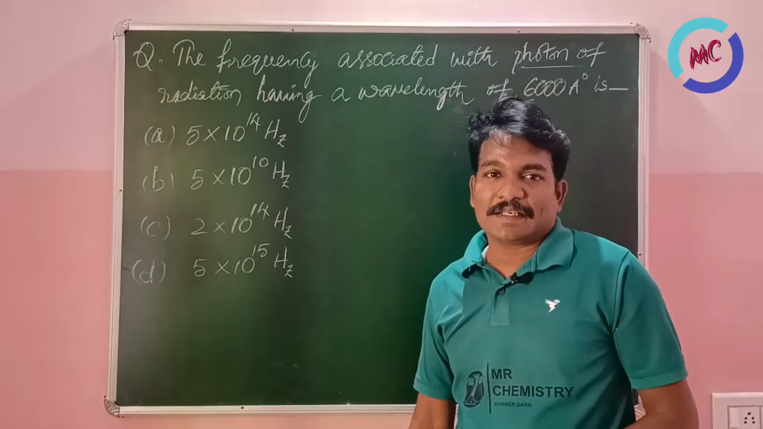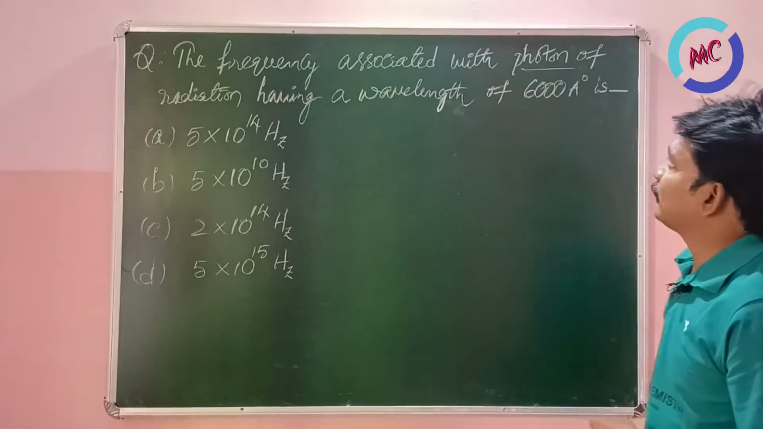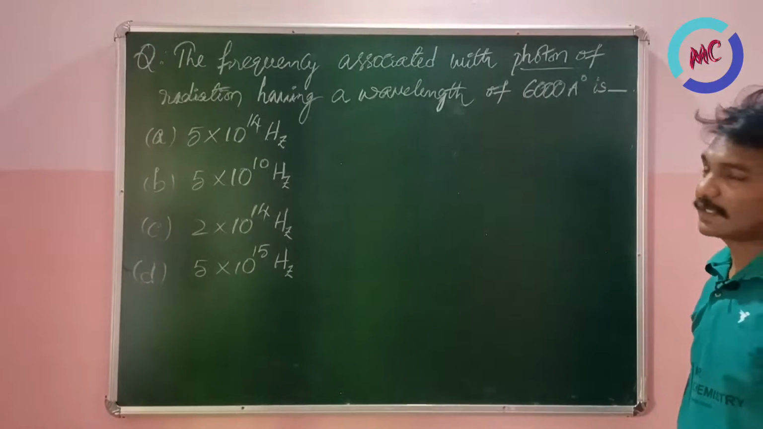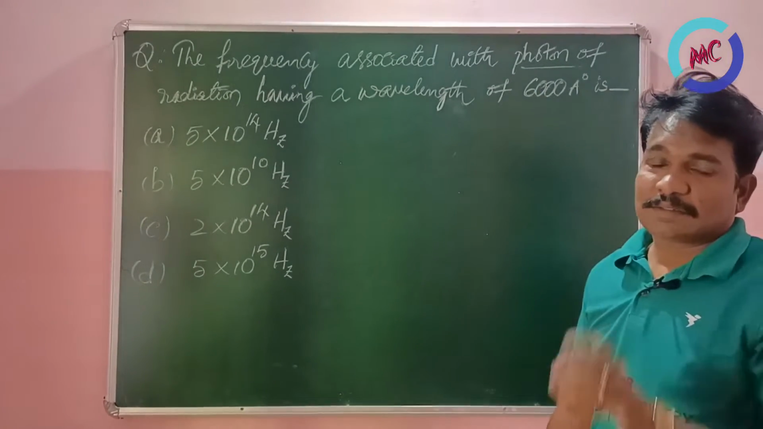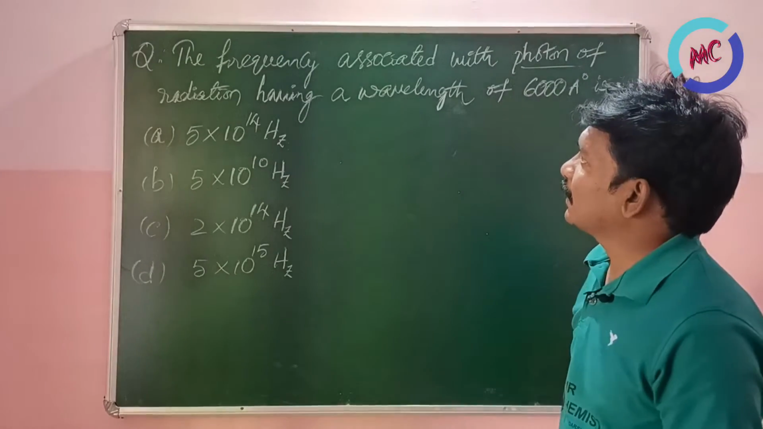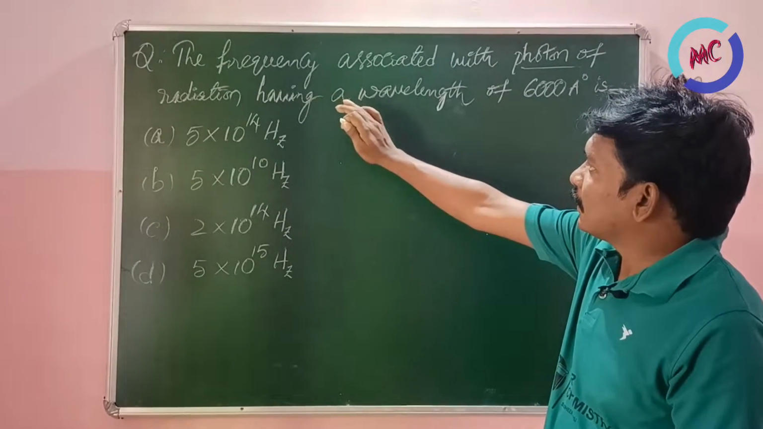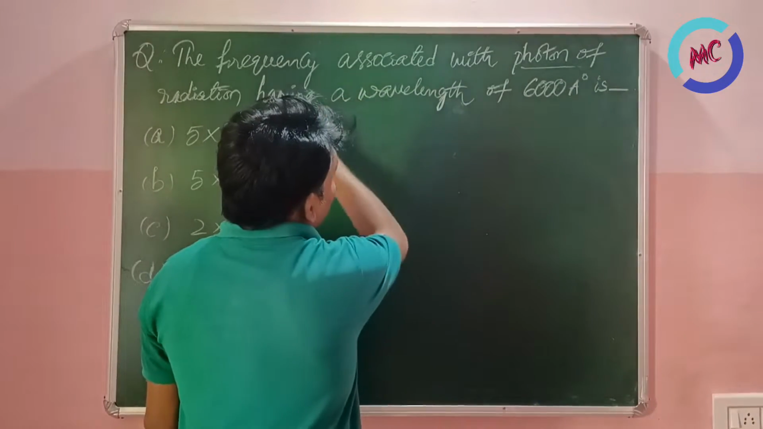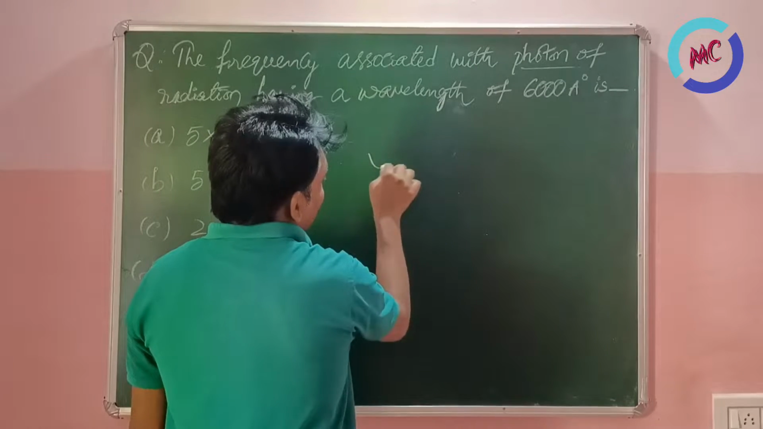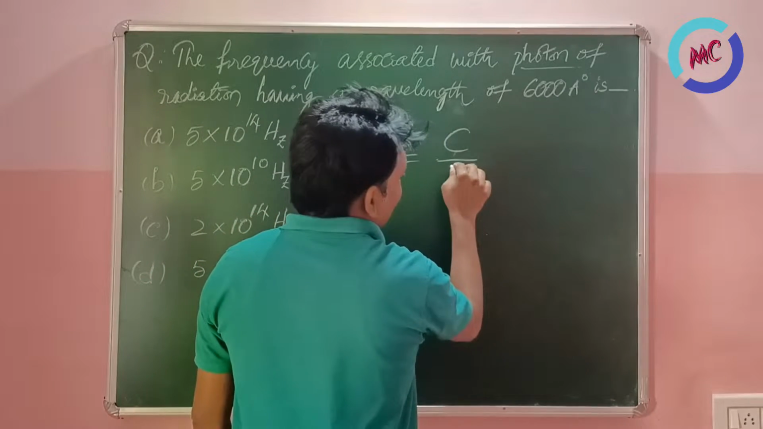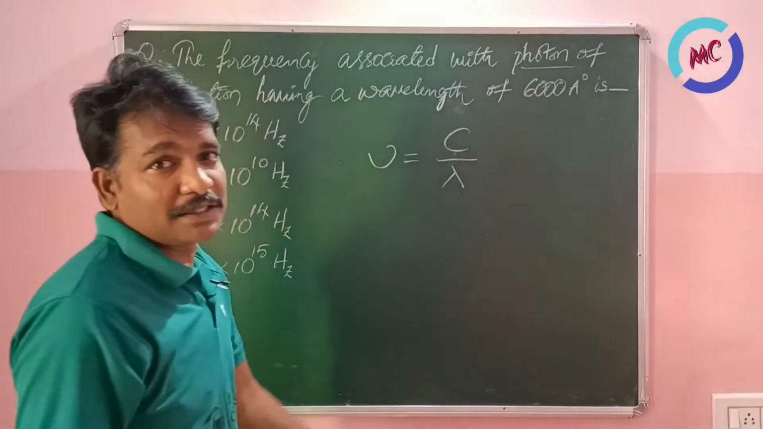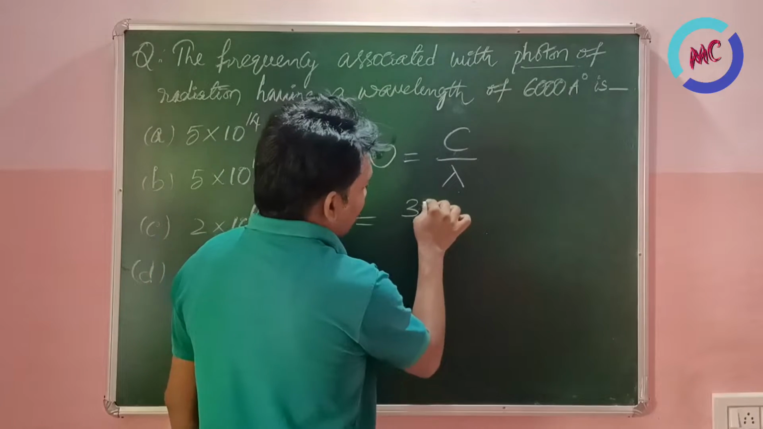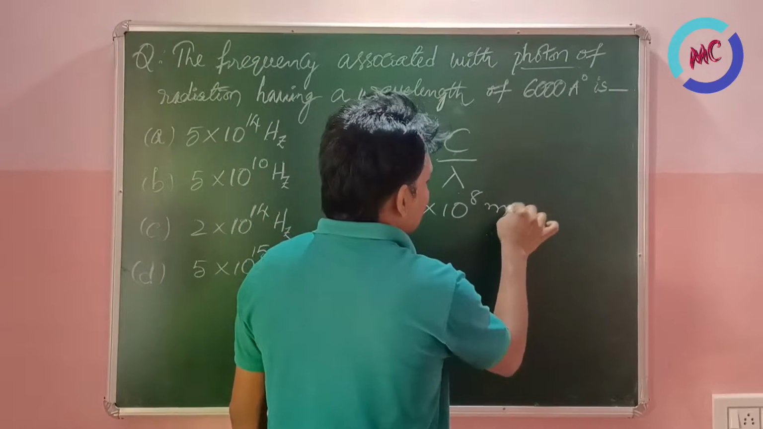Check the given question here: the frequency associated with a photon of radiation having a wavelength of 6000 angstroms. Here photon is nothing but an energy packet, a packet of energy in the radiation. They gave the wavelength in angstroms and they are asking for frequency. What is the relation between frequency and wavelength? Frequency is equal to C by lambda. What is C here? C is the velocity of light in vacuum. What is the value of it? 3 into 10 to the power of 8 meter per second.